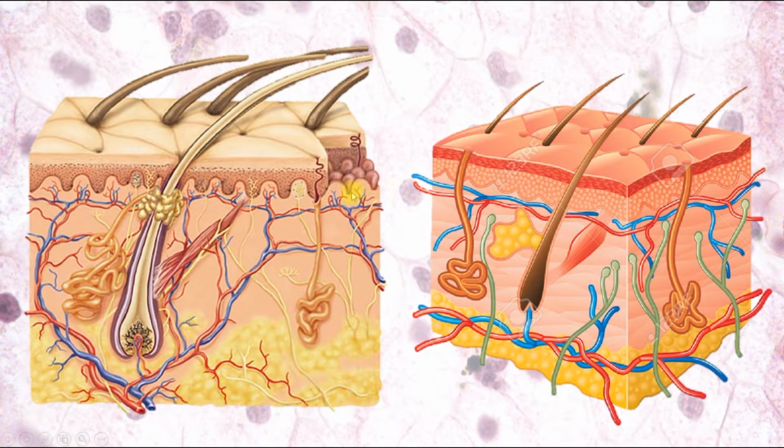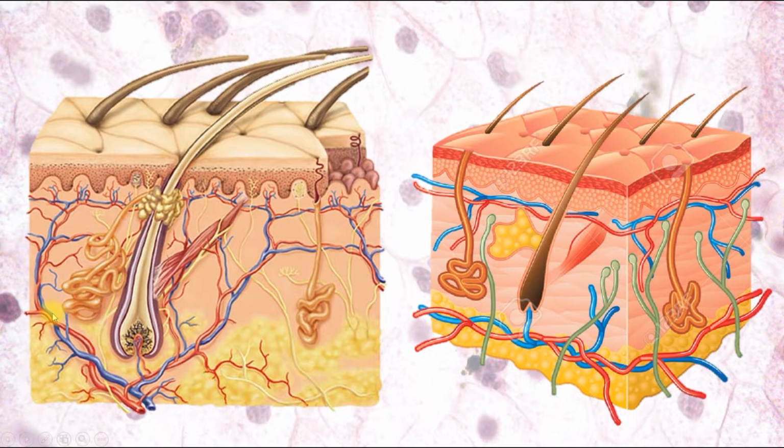The upper layer of dermis, papillary dermis, includes loose fibrous connective tissue, and reticular dermis includes dense fibrous irregular connective tissue. And also under dermis, under skin, we have hypodermis. It's subcutaneous fat which underlies dermis.